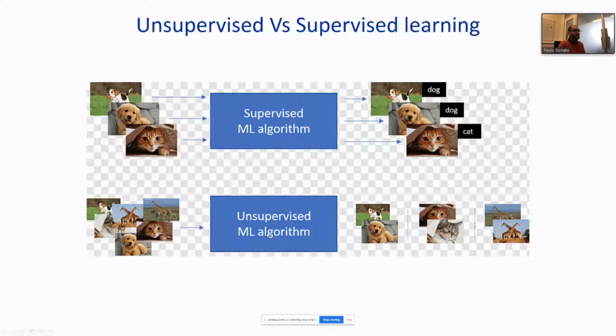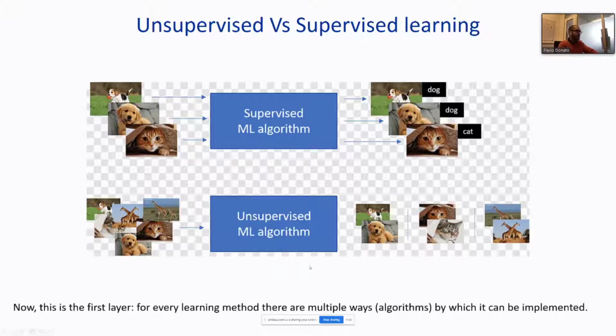An unsupervised learning algorithm will basically try to separate images based on features that cluster with each other. In that case, it can be used to find hidden features in your data sets. Now, of course, this is the first layer.